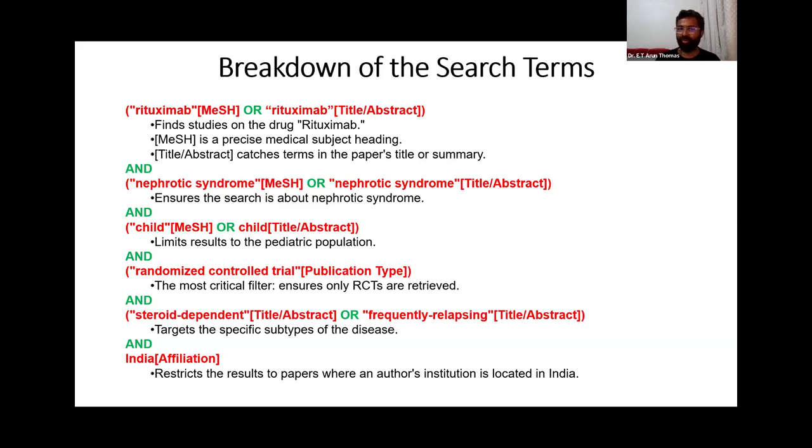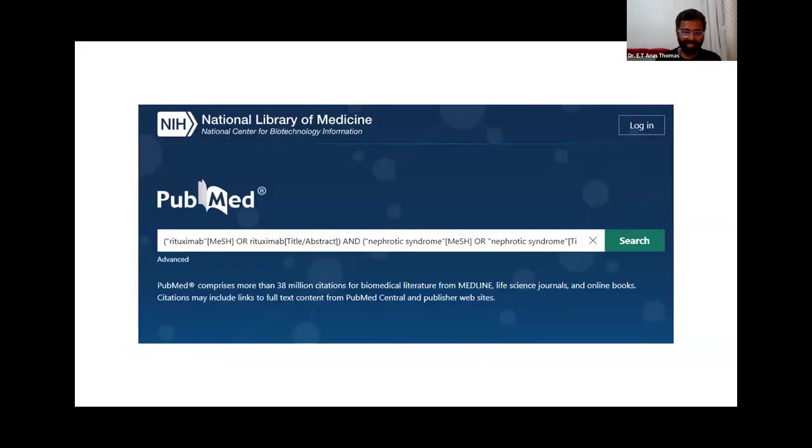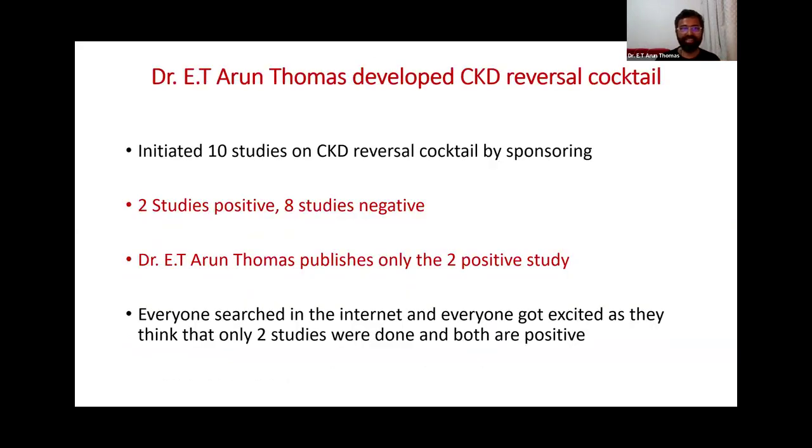And I need randomized controlled trial because it is the best evidence we will get. And RCT. In the bracket, I will write publication type. It need not appear in the heading or in the abstract. So every article is assigned a publication type. So publication type, and steroid dependent or frequently relapsing. And the last, India, in the bracket I will write affiliation, because if I write it as affiliation, only if the author's institution is affiliated in India, it will come. So it is a bit difficult, but you can use AI, ChatGPT and all. They will prepare this search term for PubMed. And if you just paste it in PubMed, you'll get the best result.